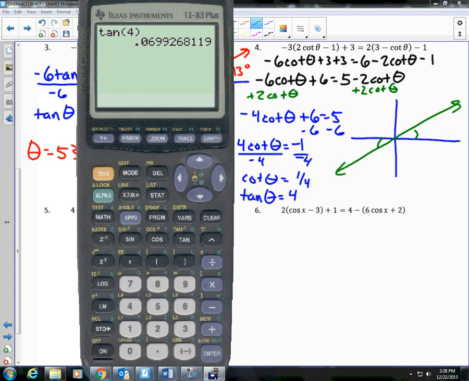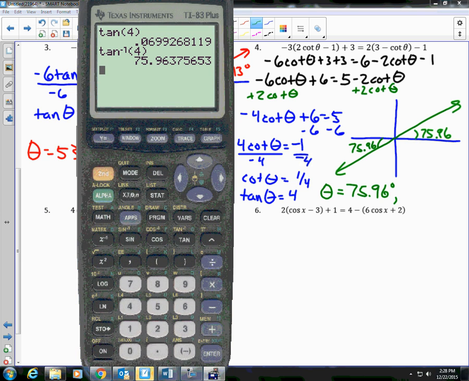What did I do wrong? When I pressed the board, I didn't get the tangent inverse, so 75.96. So what's one of the angles? 75.96. The other angle, what would I do? Add to 180 because it's past 180. 255.96 degrees.